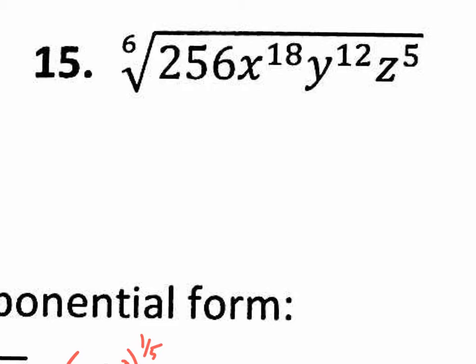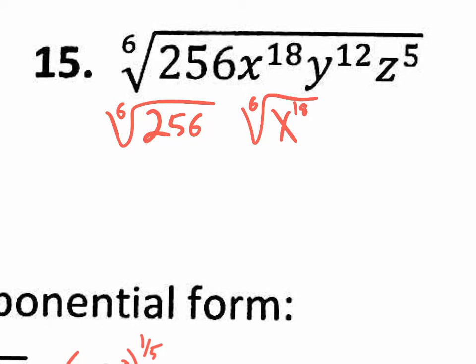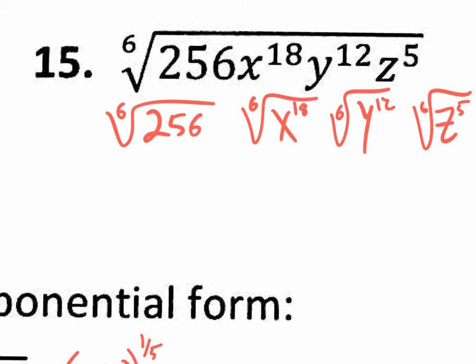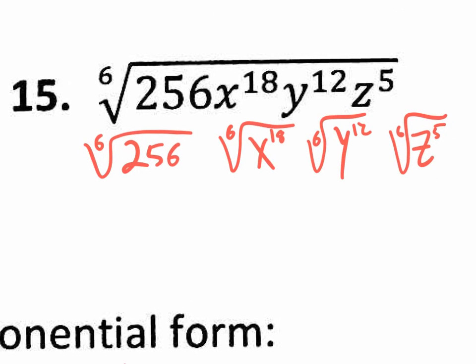All right, let's just go through it. The 6th root of 256, the 6th root of x to the 18th, the 6th root of y to the 12th, the 6th root of z to the 5th. The 6th root means you want a number times itself 6 times. So let's start with the easiest number, not 1, but 2. What is 2? Let's do this together.